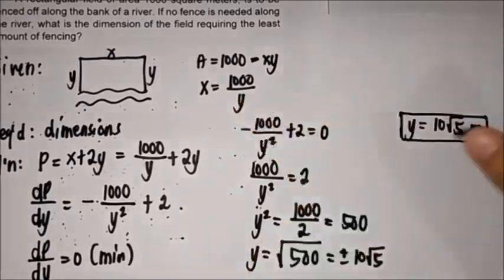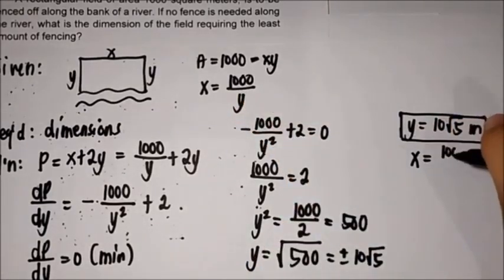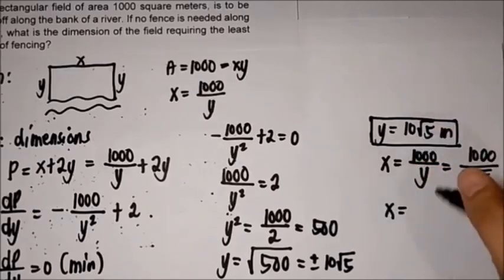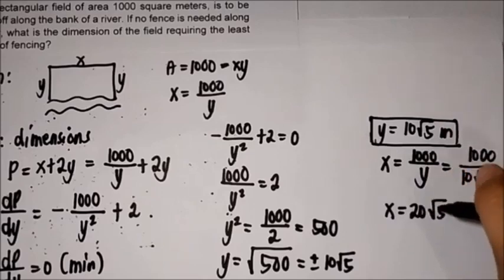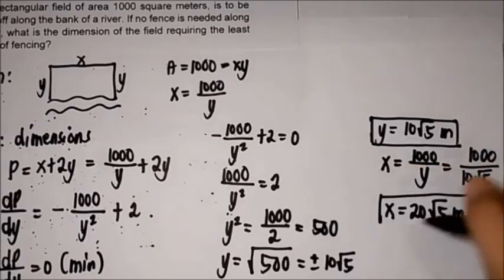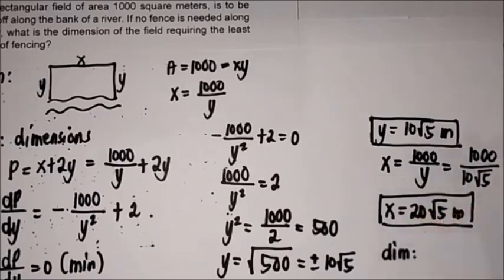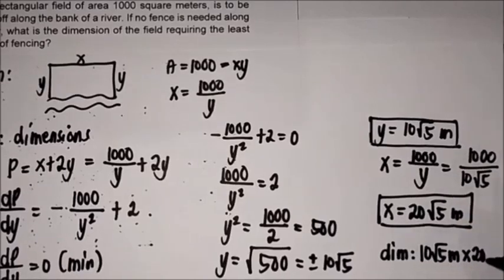Solving for x. x is equal to 1,000 over y. So 1,000 over 10 square root of 5. So the value of x now is 20 square root of 5 meters. So the dimension now of the rectangular field is 10 square root of 5 meters by 20 square root of 5 meters.